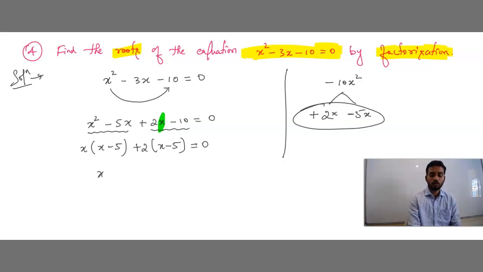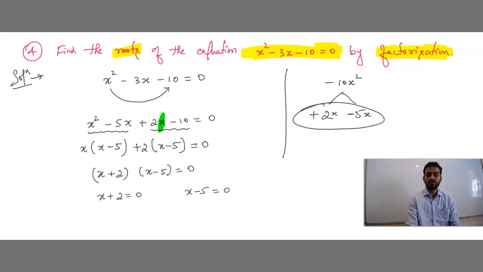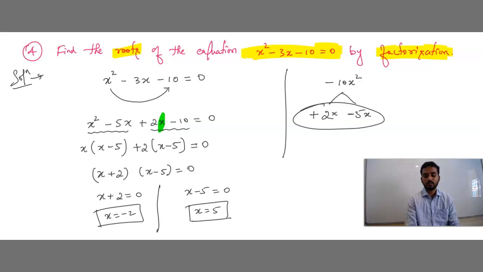Now what is the outside term? x plus 2. What is the inside term? x minus 5. So x plus 2 equals 0 and x minus 5 equals 0. x equals minus 2 and plus 5. So these are the roots of the quadratic equation x square minus 3x minus 10 equals 0. I hope you have understood the logic and the basic concept of how to solve this problem.